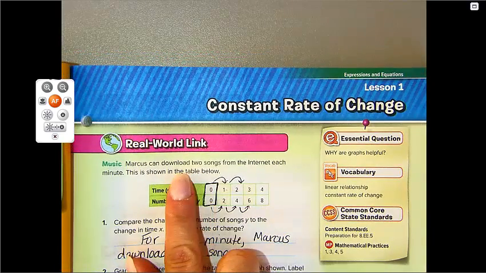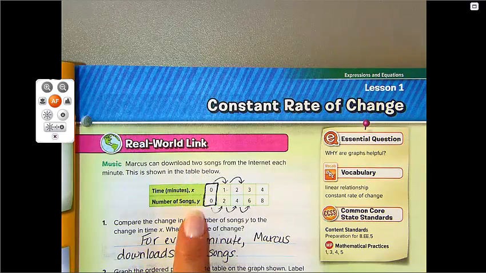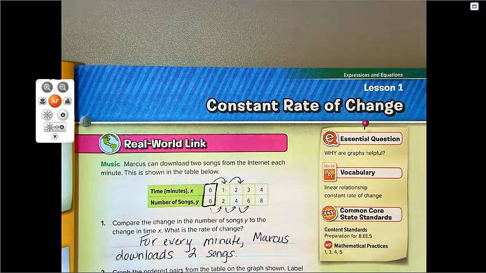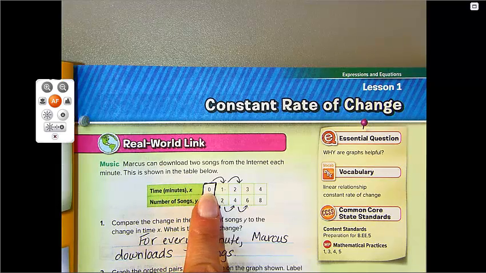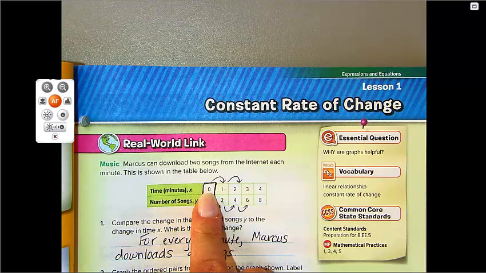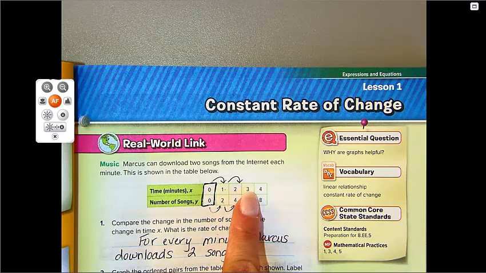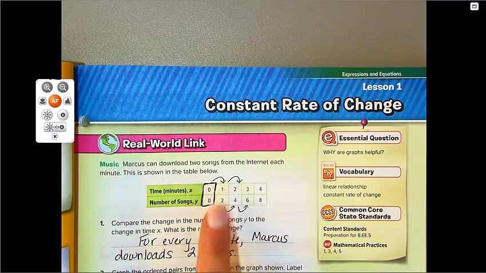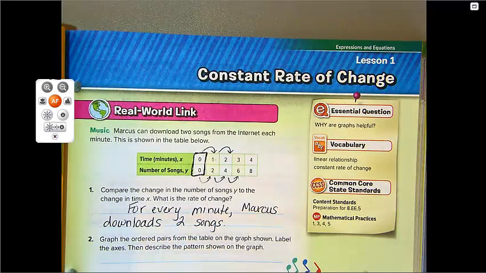This chart shows that Marcus is downloading songs from the internet, and it tells us the frequency of how he's downloading them. And what it says is that Marcus, in the time, which is X, for every 1 minute, because this goes up by ones, 0 to 1 is 1, 1 to 2 is 1, 2 to 3 is 1, 3 to 4 is 1. So for every 1 minute, which I've written down here, he is downloading how many songs?